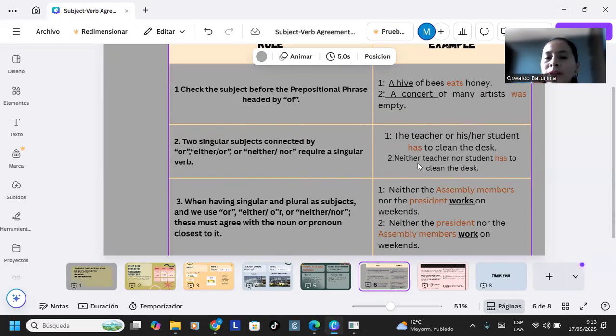In the second, neither teacher nor student has to clean the desk. It's the same. Here is nor, connected by nor. So the verb goes the same way.